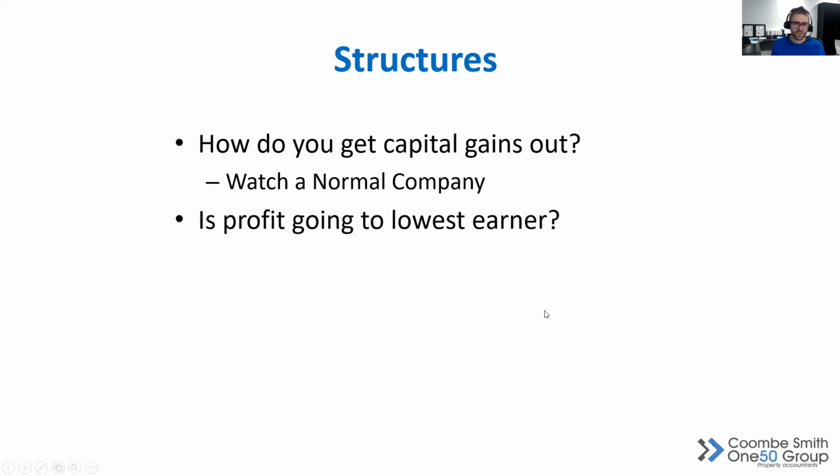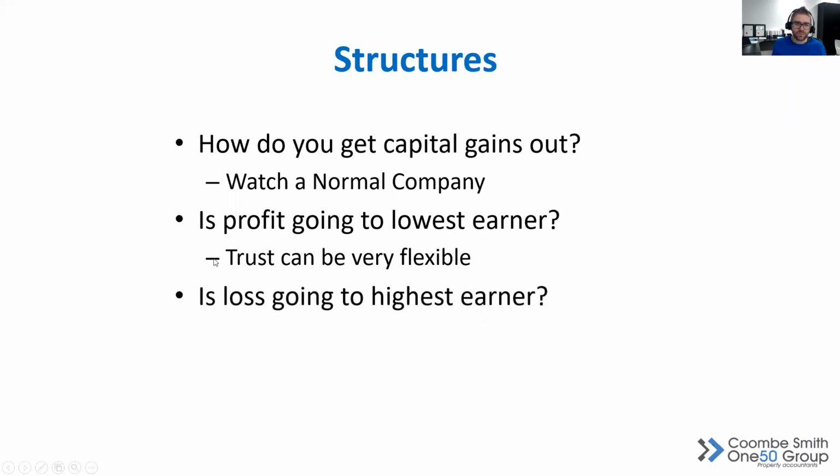Is the profit going to the lowest earner? So you're making 10,000 profit a year. You want that to go to whoever's earning the less, or even potentially children who can get $1,000 tax free. So trusts can be very flexible if you're making a good profit. And with a trust, it doesn't necessarily have to be a straight trust. You can have an LTC owned by a trust, which would do the same thing.